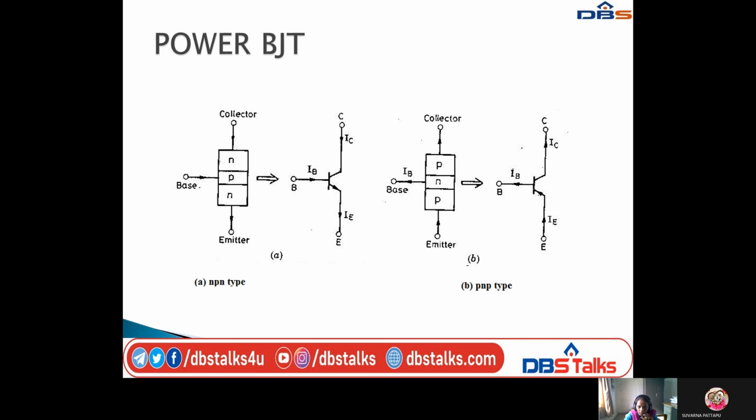So the difference between PNP and NPN is this. In PNP the current flows from emitter to base, but in NPN the current goes from base to emitter. So this is the difference between NPN and PNP. In NPN the current goes out of the base, in PNP the current goes into the base.